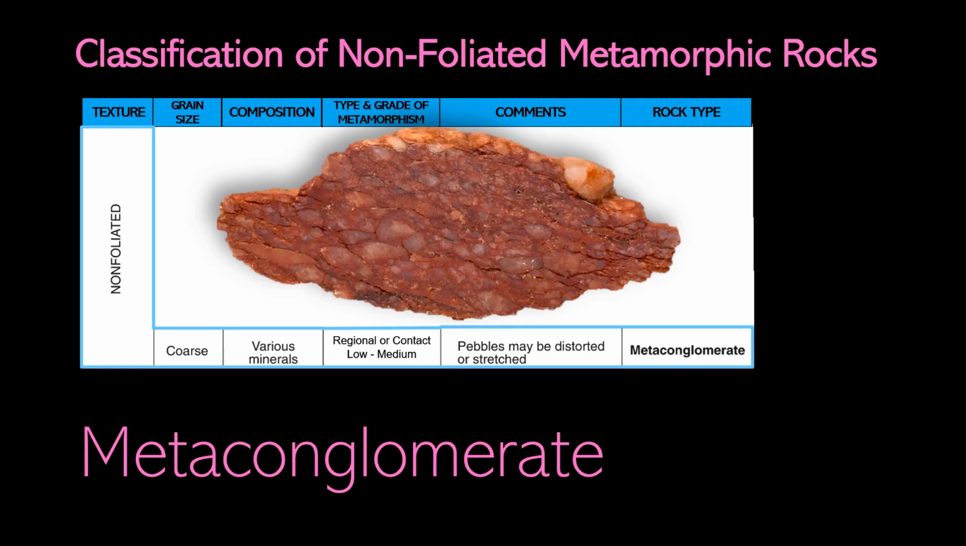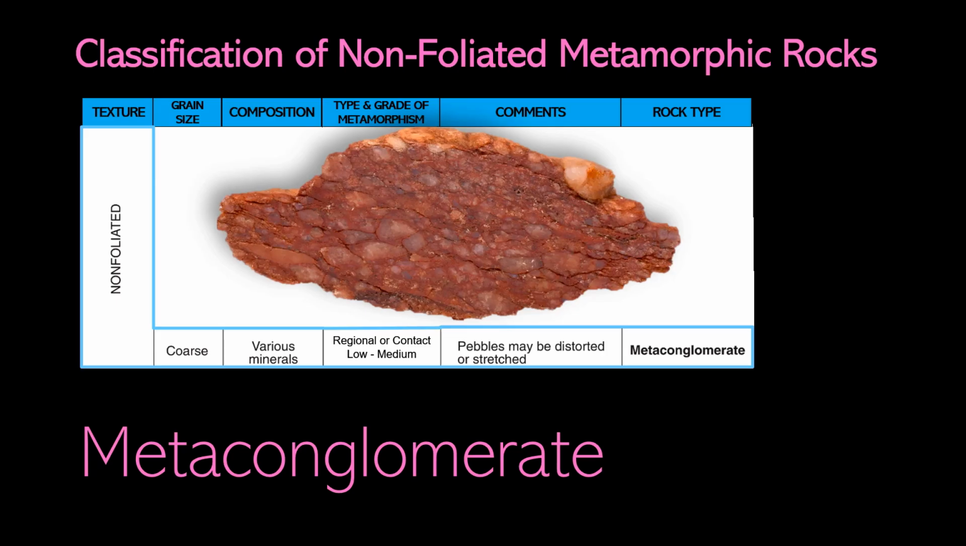The matrix can become more recrystallized, making the rock denser and harder. Unlike many other metamorphic rocks, metaconglomerate may not exhibit pronounced foliation due to its composition and the preservation of clasts. However, if the metamorphic conditions are intense, some degree of foliation may develop.